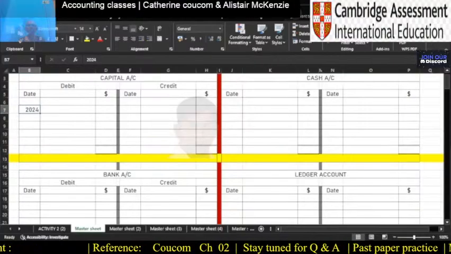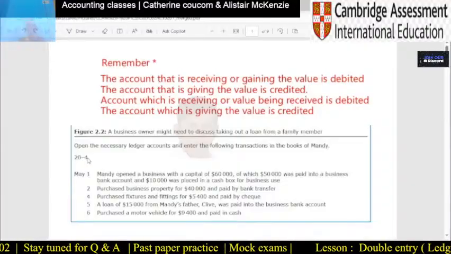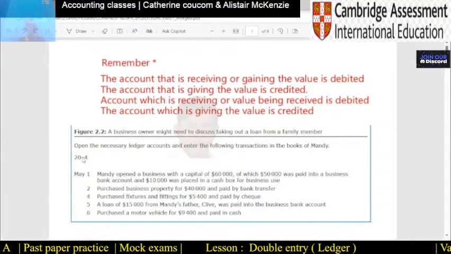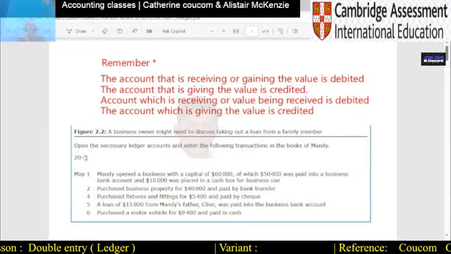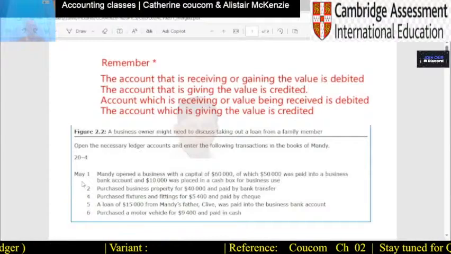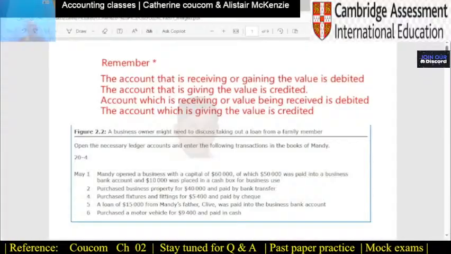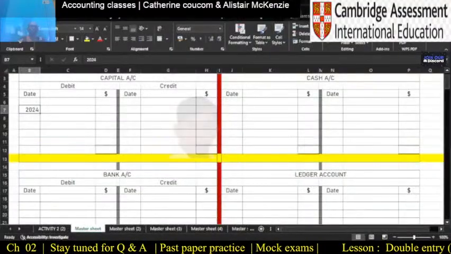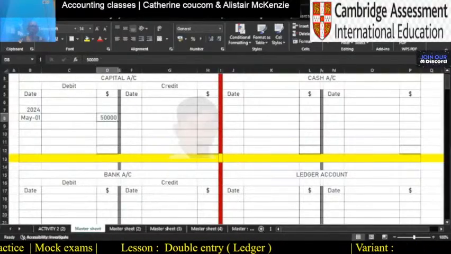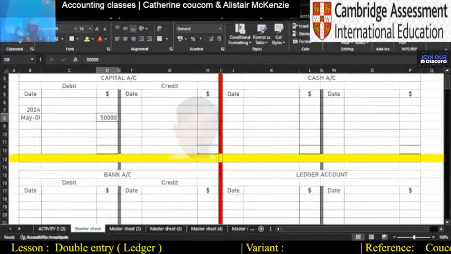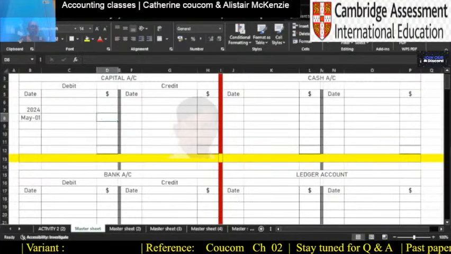So 2024, that is the year. Let us assume it is 2024 itself, the latest, nearest year. Then the transaction happened on May 1st. So what has happened on May 1st? The owner has given $50,000 to the bank account.